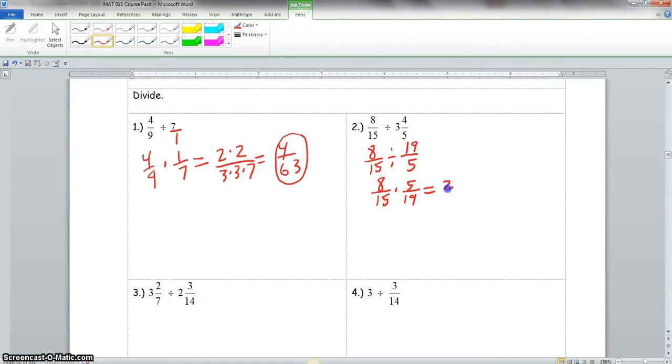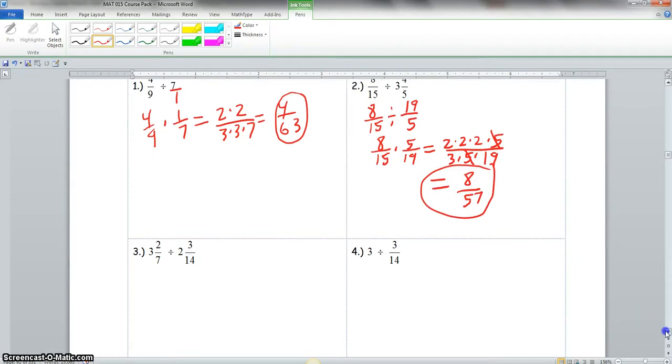Now we do the prime factorization. Prime factorization of 8 is 3 2's, and we also bring over our 5, which is prime. 15's prime factorization is 3 times 5, and 19 is already prime. The only thing we have in common is one set of 5's. 2 times 2 times 2 is 8, and 3 times 19 is 57. So our final answer is 8 over 57.